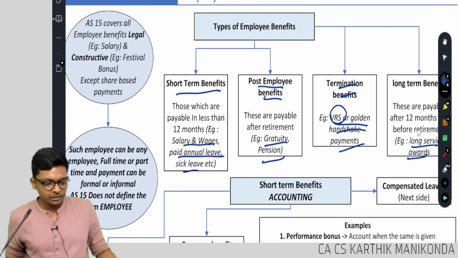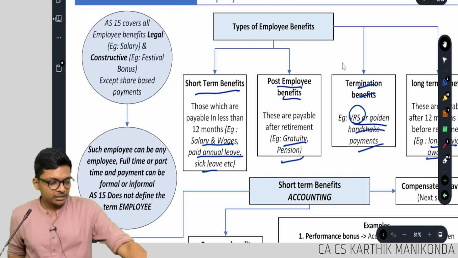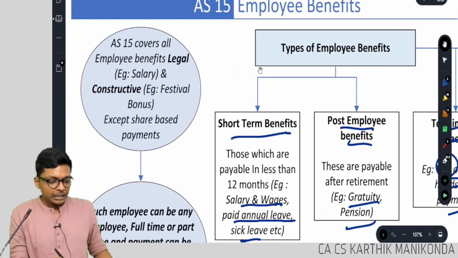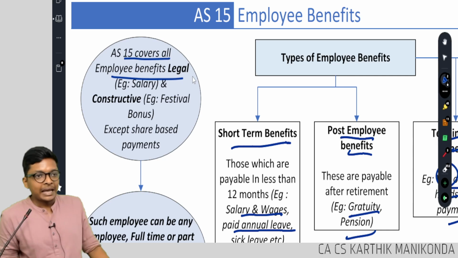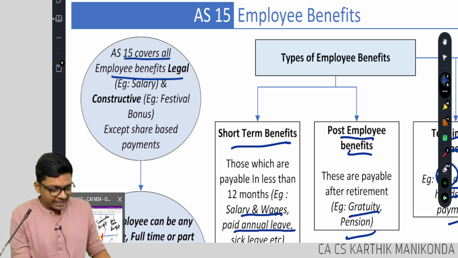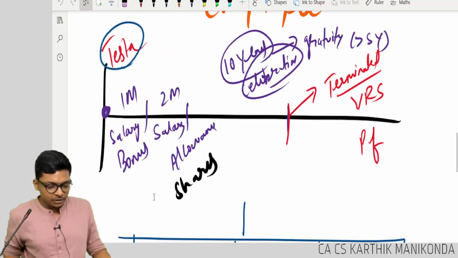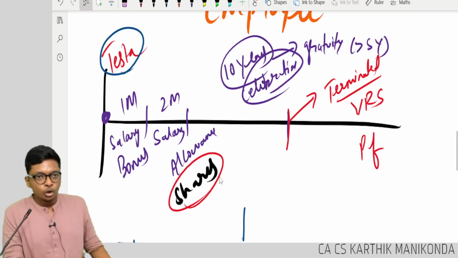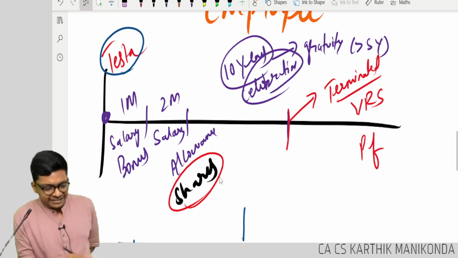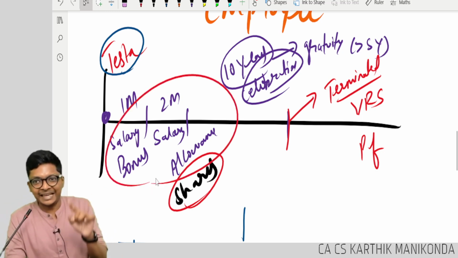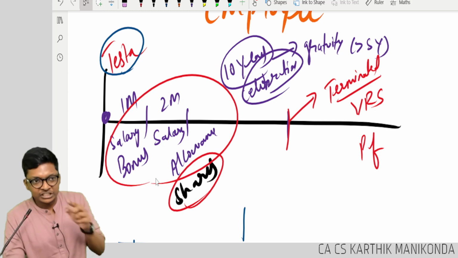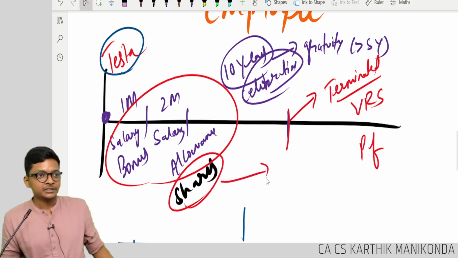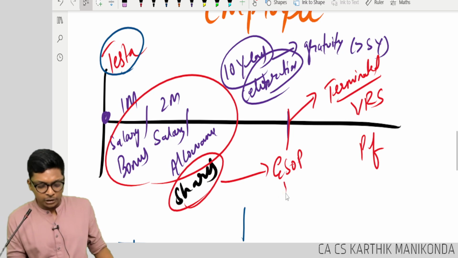These are the 4 types. And come to the left-hand side circle. Now, I already told you, AS 15 covers all employee benefits. It covers everything except shares given to employees. Everything else, whatever the employee gets, except shares. Why? Because for shares, we have a separate standard. It's called the ESOP accounting guidance note.